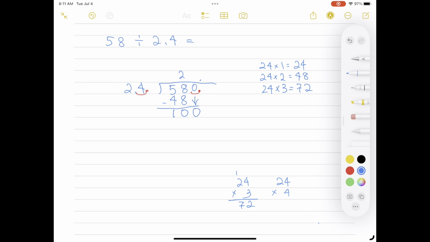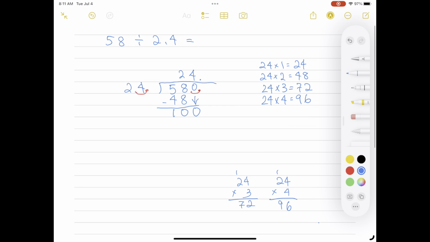So 24 goes into 100 how many times? 24 times 4 is 96. So 24 goes into 100 4 times. And you write 4 next to the 2 on the quotient line. 24 times 4 is 96. 100 minus 96 is 4.